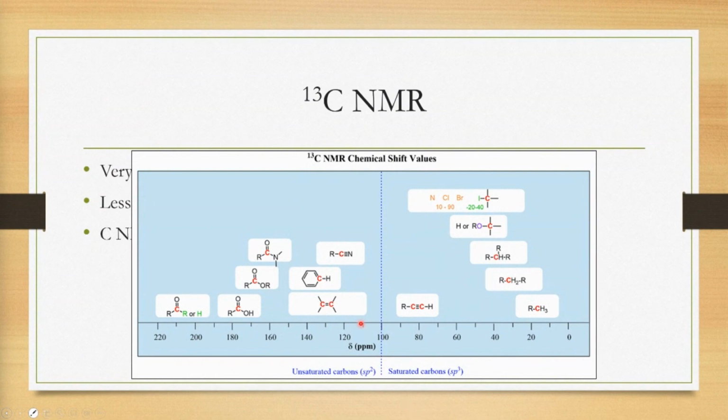So this is a general range where we have saturated carbons without any double bonds at lower ppms or more upfield. And then unsaturated, so we have double and triple bonds over here, are further downfield. This spectra that shows you chemical shift values is included in the document you have on Blackboard.